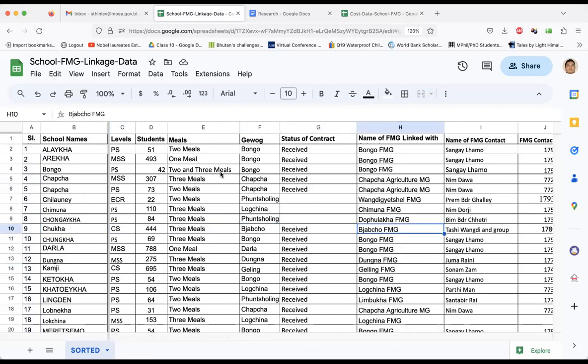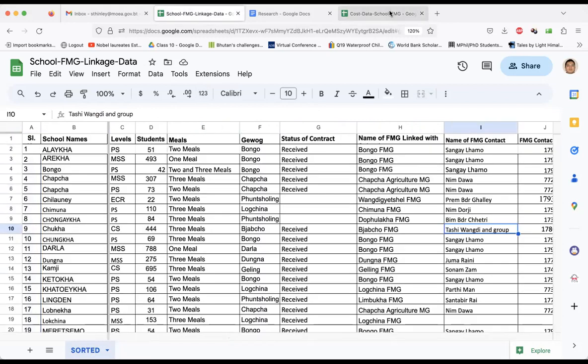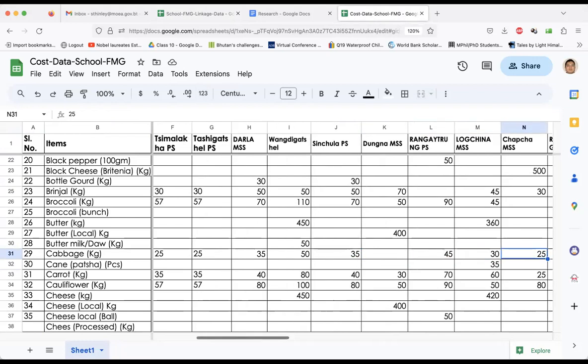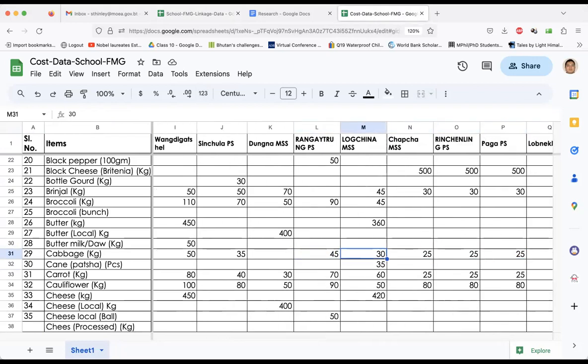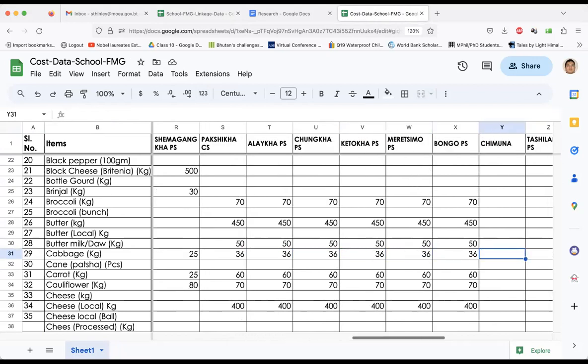Japcho FMG supplies the Tashong Dien group. They supply at only Ultam 25 per kilo. In Wongdi Gatsel, a kg of cabbage is 50. So a farmer group which supplies to Wongdi Gatsel supplies at 50 per kilo. And in Sinchula it's 35, Wangetung is 45, Lokchina 30.